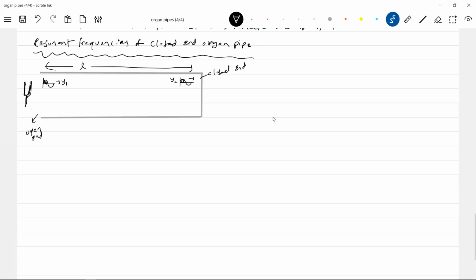Now I'm discussing the displacement wave. When a displacement wave is reflected by a closed end, it should undergo a phase change of pi radian. So this will become Y3. Again, it will propagate and reach here.